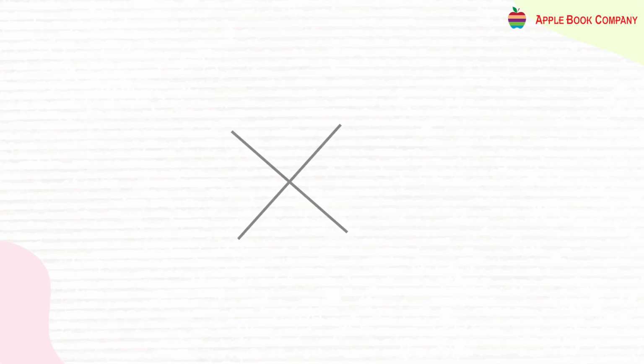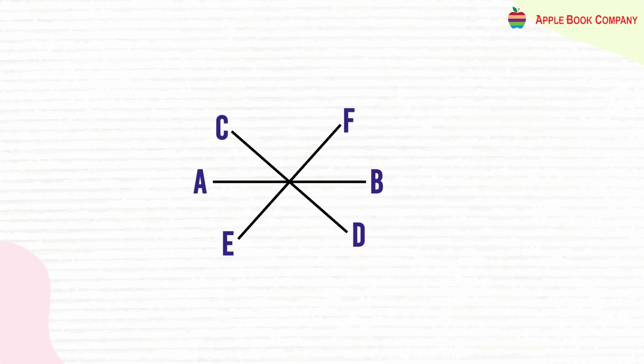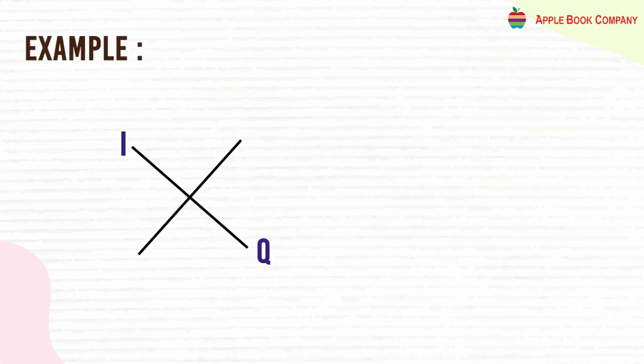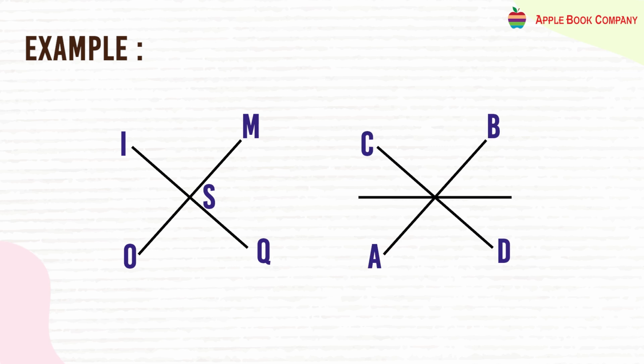Remember, two or more lines or two or more line segments cross each other at one point. This point where two or more line segments meet is known as the point of intersection. Lines IQ and OM meet at a point S. Point S is the point of intersection. CD, AB, EF meet at a point M. Point M is the point of intersection.